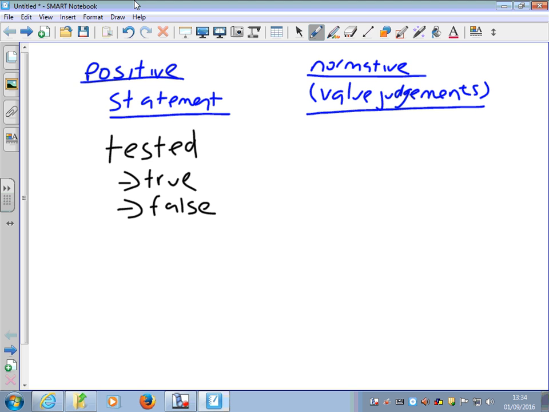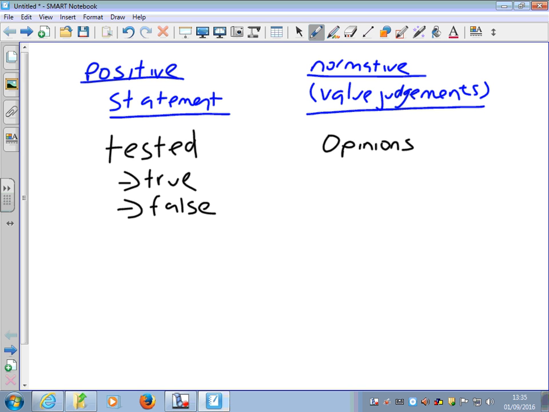Okay, now normative or value judgments tend to be opinions. And these are things that are extremely difficult to test. There's often more than one answer for the question. These are the things that lead to lots of discussion and debate. Okay, so it could be, I think income tax rate should increase.